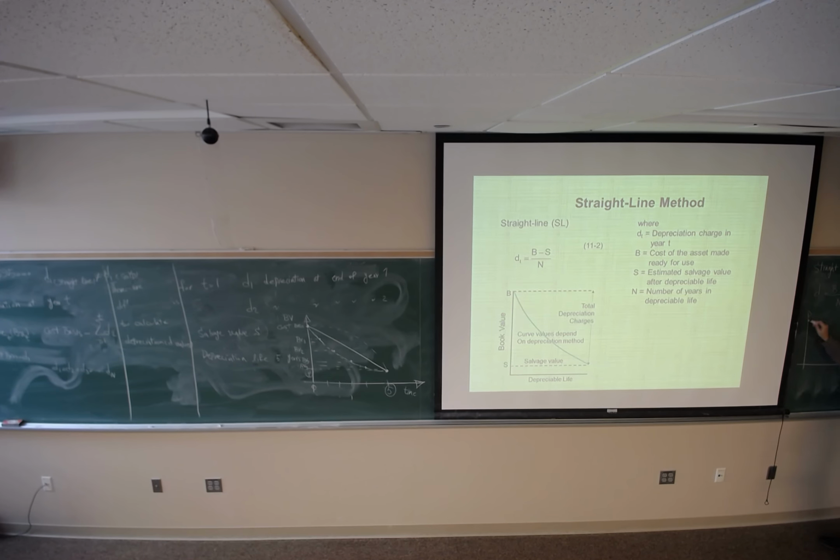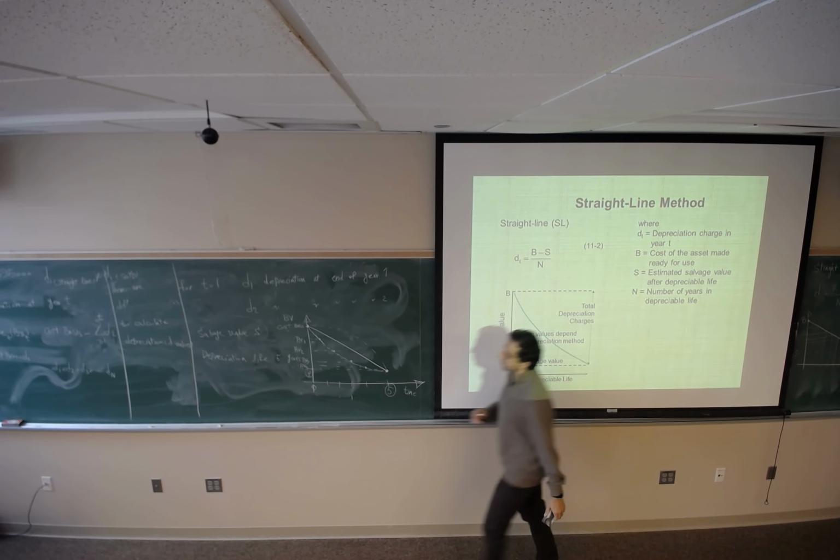It's starting from B. At year N, the value of this is going to be the salvage value, and it's going to be a straight line. So we have the same depreciation over the periods of depreciation.